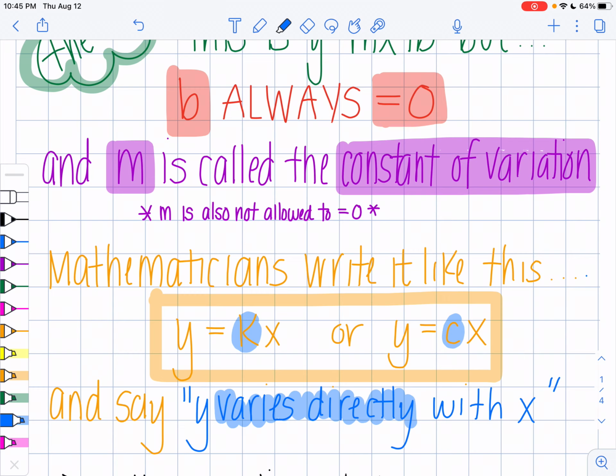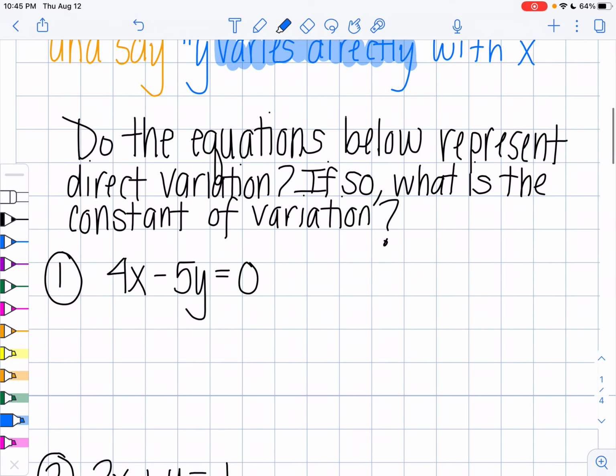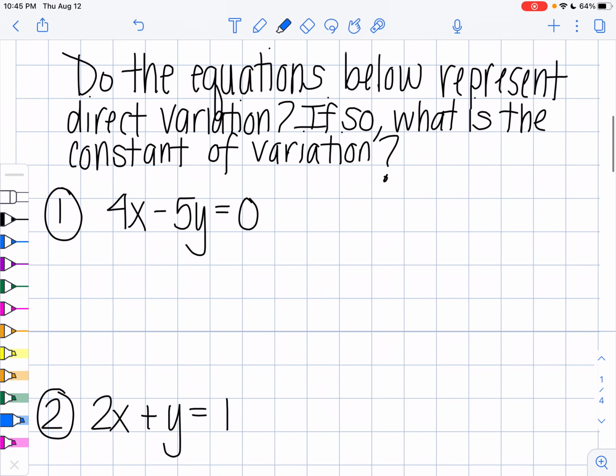So there's basically 3 kinds of problems that they can give you in relation to direct variation, so I wanted to go over all 3. The first kind are, do the equations below represent direct variation? And if so, what is the constant of variation?